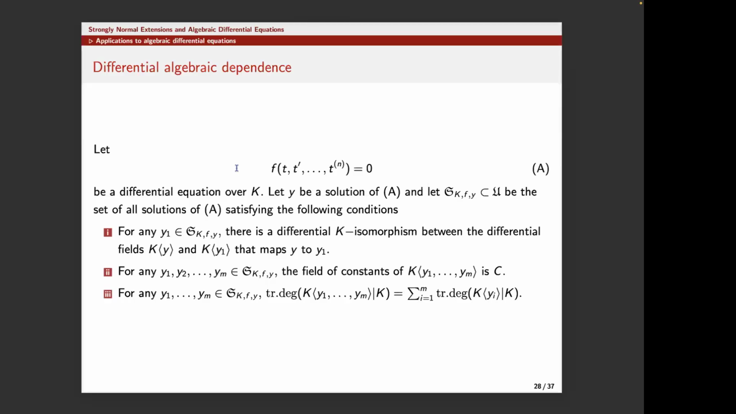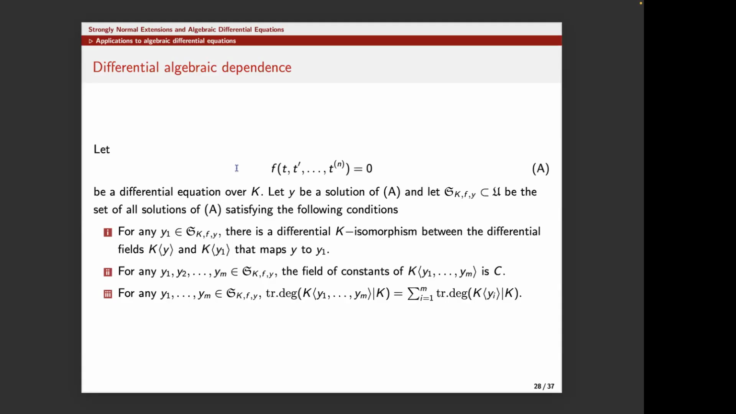Next is the differential algebraic dependency of solutions of an algebraic differential equation. And for that, we need this setup. So let f of t prime tn equal to 0 be a differential equation over K, and y be a solution of it, and we consider this set S K F Y. Here U is a universal field extension of K, and we consider all those solutions satisfying the following three conditions.